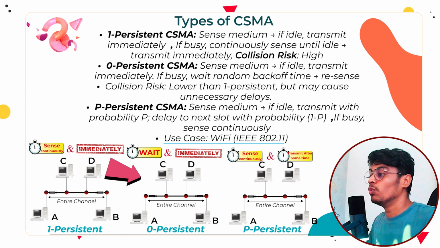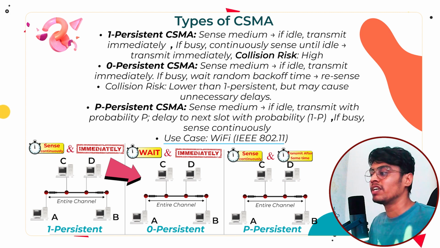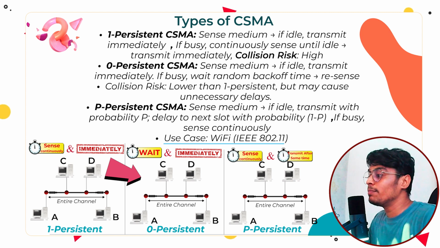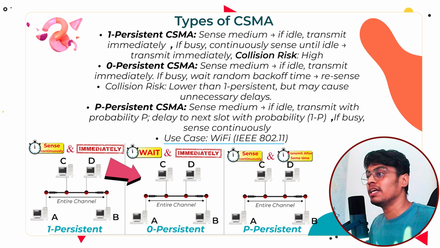Now what does C do? When it first detects the medium is busy, it will wait for a random amount of time. Let's say C decides to wait for 5 minutes, okay, and B decides to wait for 15 minutes. So after 5 minutes, C will start its transmission. At that time, B will not transmit. So collision here compared to one persistent will be less.